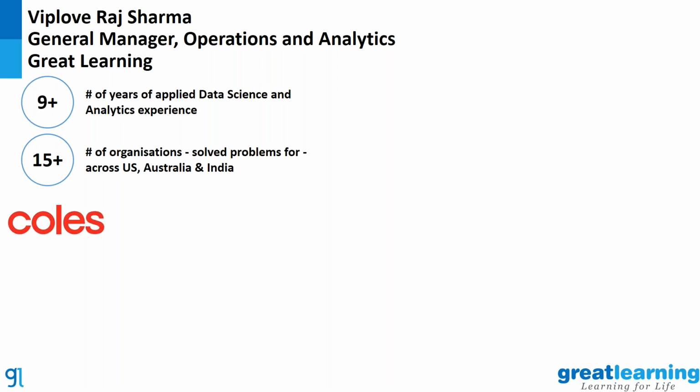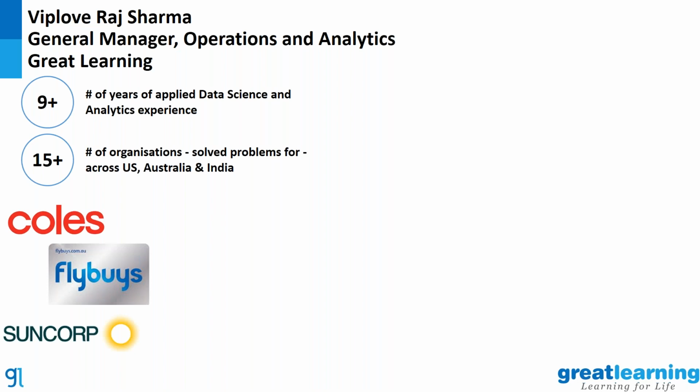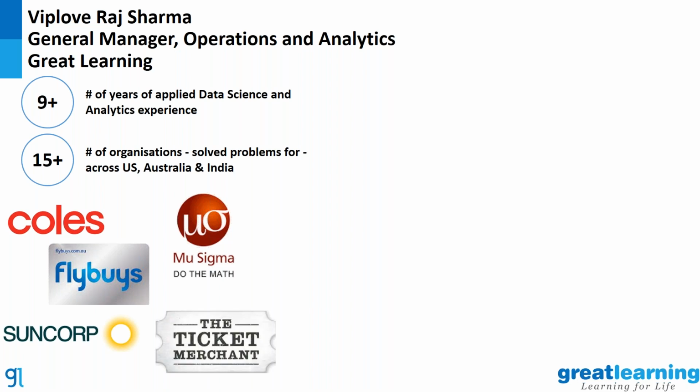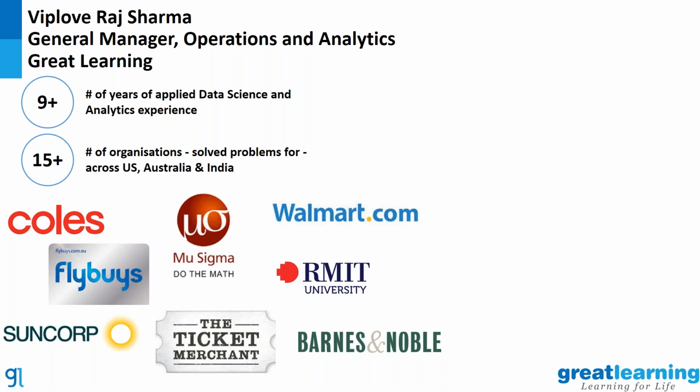Some of the logos I've worked for: Coles, second largest supermarket in Australia; Flybuys, it's the largest loyalty program in Australia; Suncorp is one of the largest financial services group in Australia; Mu Sigma, you would have heard of. It's the largest pure play analytics services firm based out of Bangalore. Ticket Merchant is the second largest online ticket marketplace in Australia. Barnes and Noble, a US bookstore. RMIT University is one of the largest education institutes in Australia. Walmart.com, I think most of you would be familiar with.